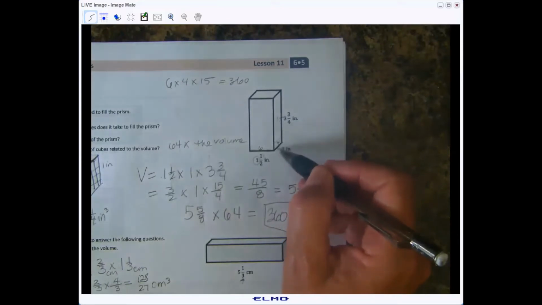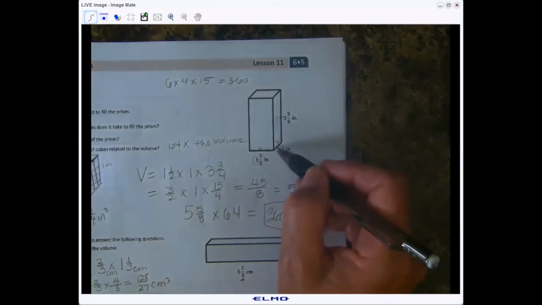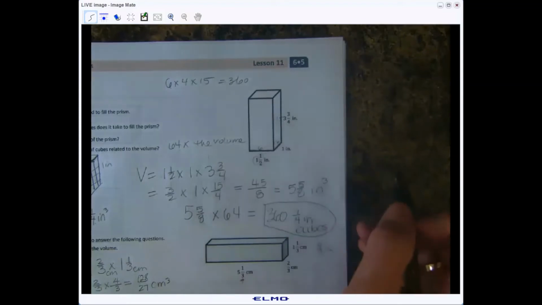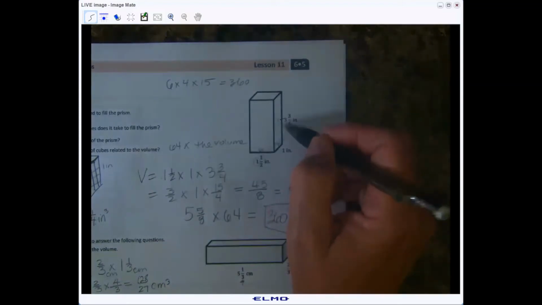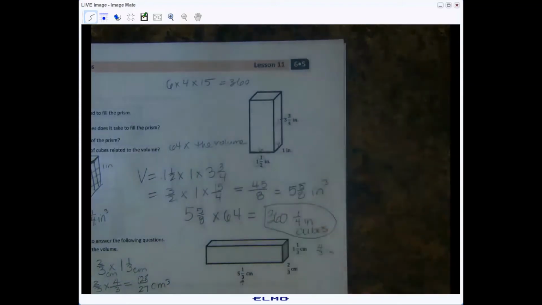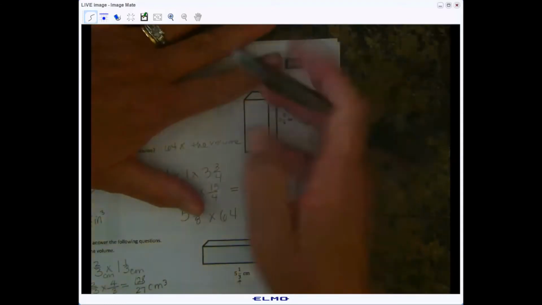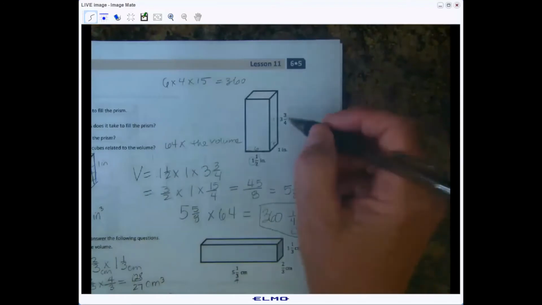The width of the box is 1 inch, so that means 4 1/4 inch cubes could be lined up there, and that bottom layer would be 24. Now we're going to go up, and we have to know how many layers we have to build. Well, this is 3 3/4 inches, and we want to know how many fourths are there.